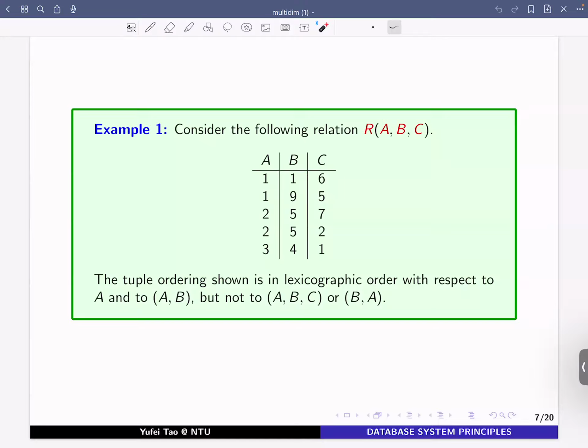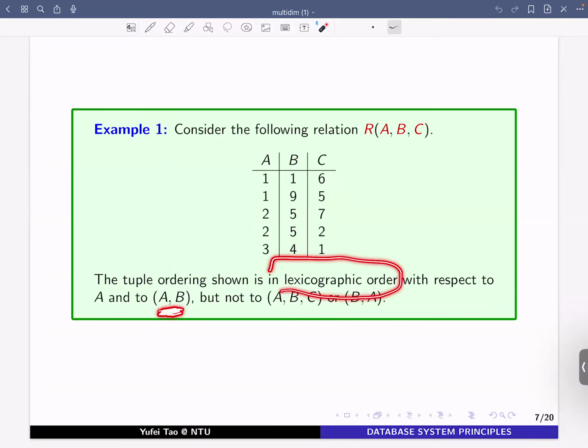But it's also possible for these 2 tuples to have exactly the same values on both A and B, in which case you break the tie based on tuple ID. The tuple ID is always the last resort, and you can always break the tie based on the tuple ID because no two tuples can have exactly the same ID. So in this case, as I mentioned before, you can say the tuples are sorted in lexicographic order with respect to A, B.